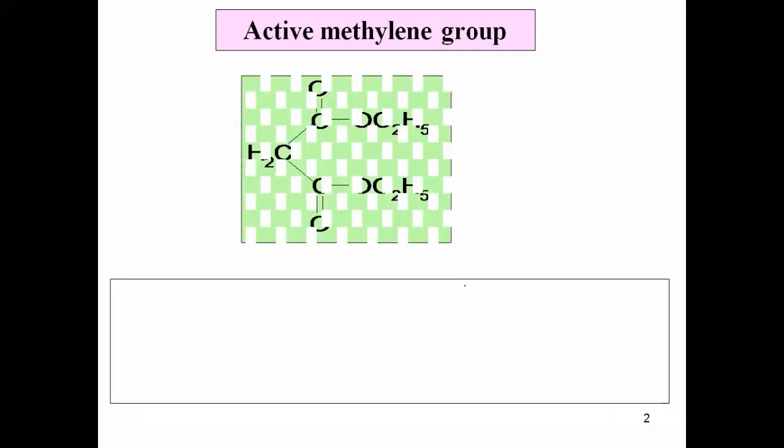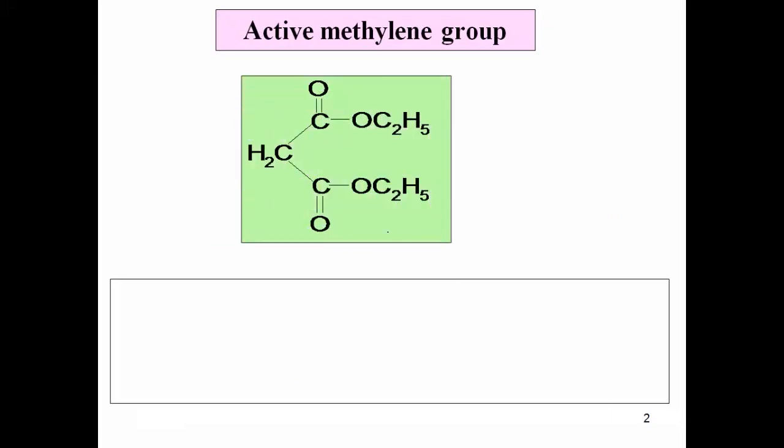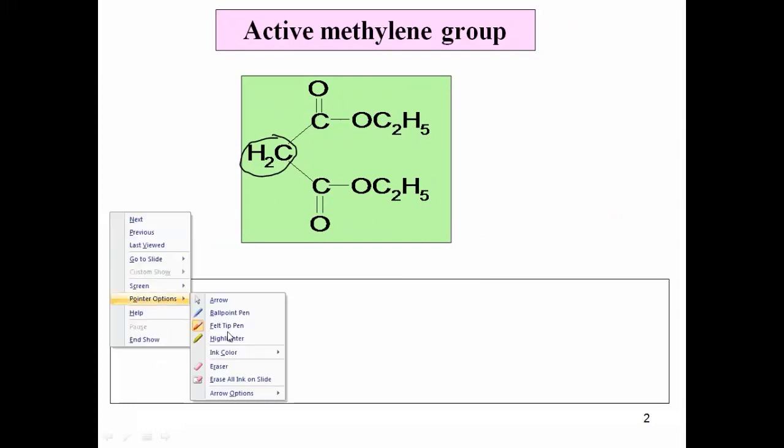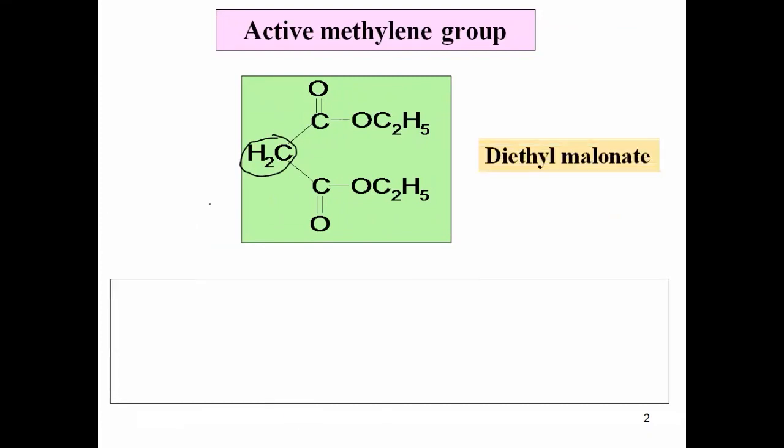जनरली मिथिलीन ग्रुप आपण कशाला म्हणतोय? Suppose there is a CH2 group, then it is called a methylene group. Okay, here this is the CH2 group, methylene group, and suppose that methylene group is attached here. In this case, the name of this particular compound is diethyl malonate. The name of this compound is diethyl malonate.